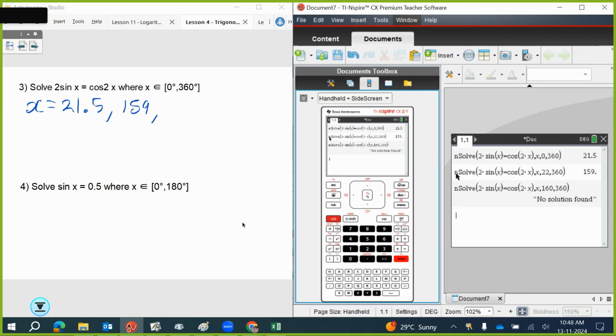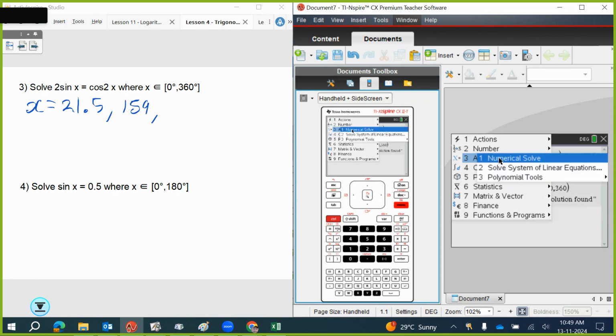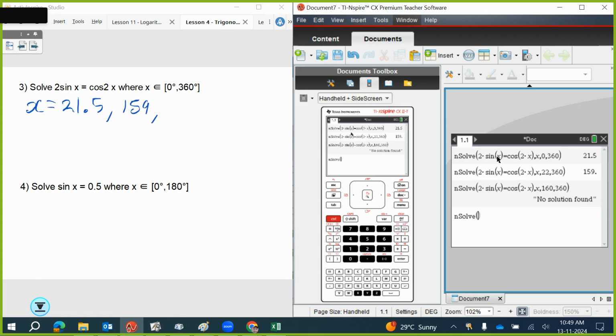Okay, let's try the next one. So we need the menu algebra NSolve. And then we want the sine of x. So sine of x is equal to 0.5. And we need to find all the solutions from 0 to 180.